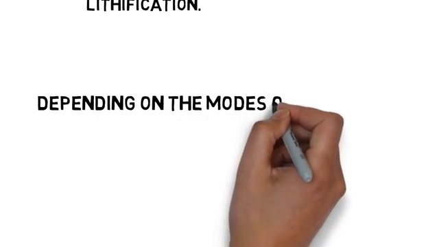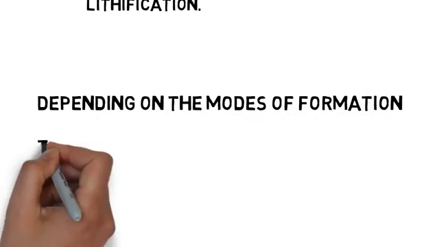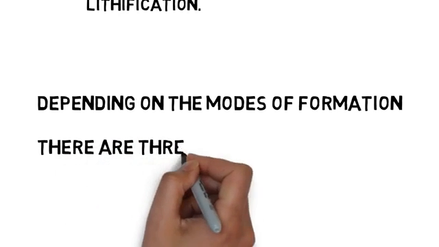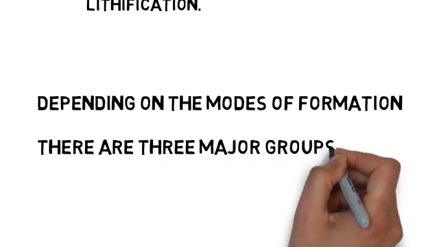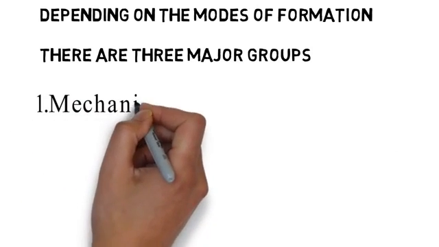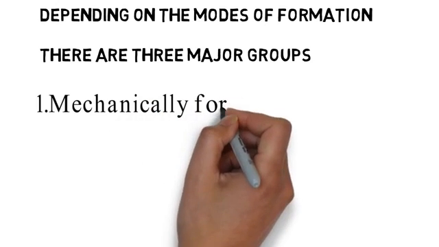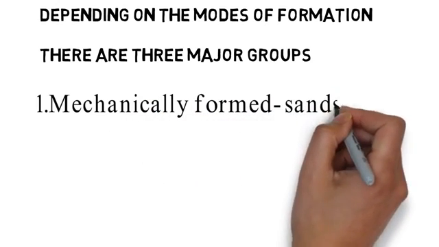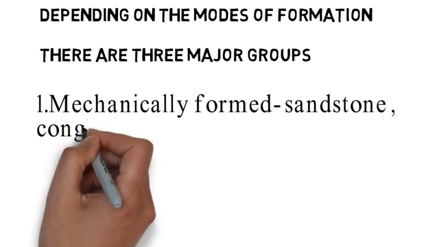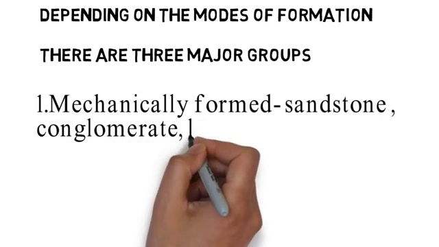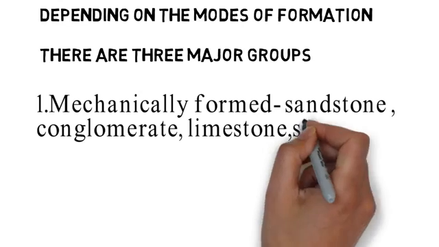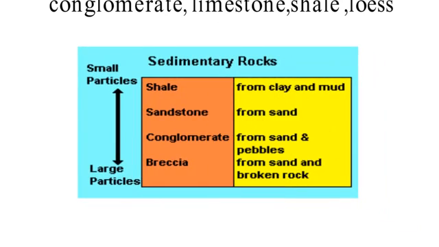Depending on the modes of formation, there are three major groups. First, mechanically formed. Examples of these are sandstone, conglomerate, limestone, shale, loess, etc. In this diagram you can see how from different particles, different sizes of particle, different forms of rocks are formed. From clay and mud, shale is formed. From sand, sandstone is formed. From sand and pebbles, conglomerate is formed.